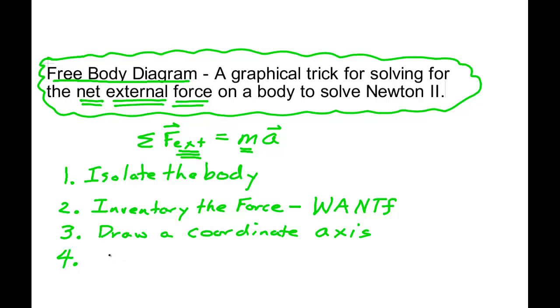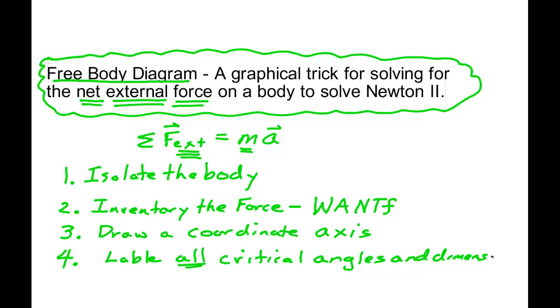And last but not least, you want to label all critical angles and dimensions. What does this mean? This means that if one of your force arrows is not lying along one of your axes, either x or y, then you're going to have to use trig to break that vector up. And that means that we need to know what the angles are in order to find sines and cosines.